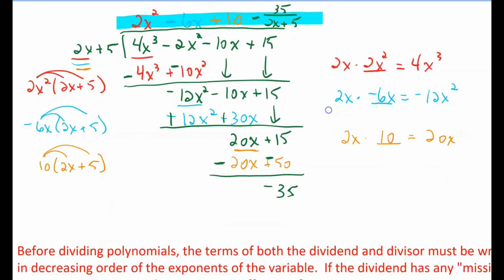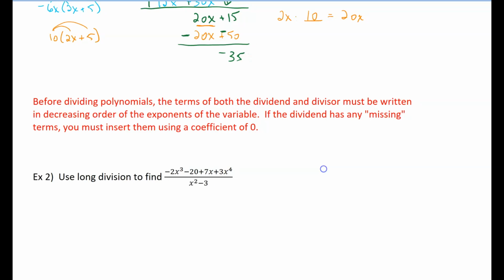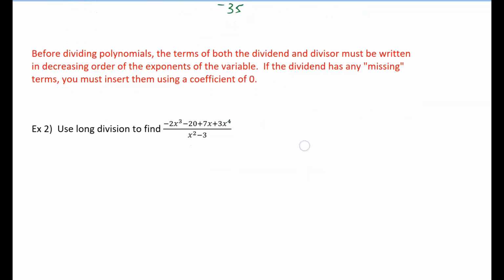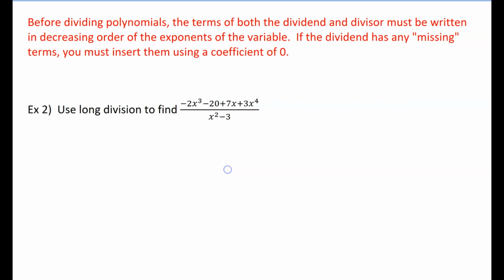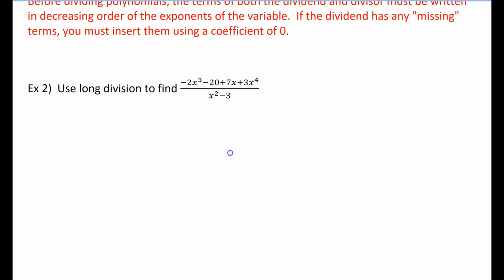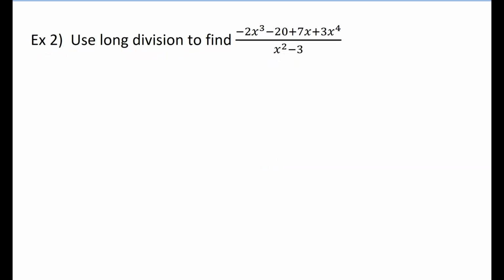Okay. All right. So let's look at another one. Okay. So this one is a little different here. And so we've got here, before dividing polynomials, the terms of both the dividend and divisor must be written in decreasing order. So that's what I stated earlier. That first one that we did was already set up for us, okay? But look at this one. Look at that dividend. What's going on with it?